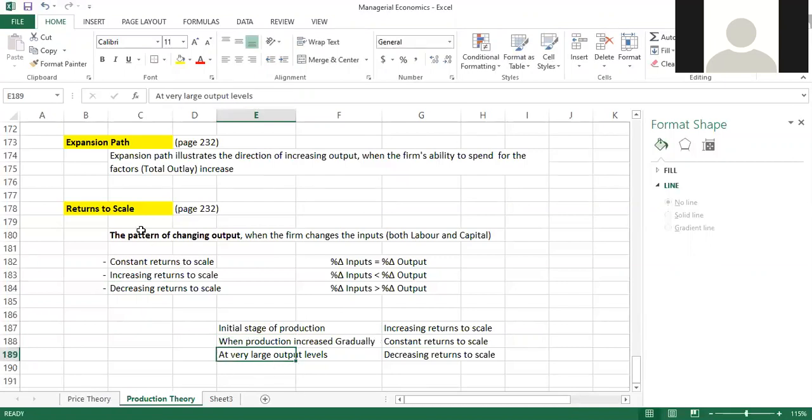Right. So that is called returns to scale. Return to scale, you can also see on page number 232, where one graphical illustration is given for these three types of return to scale: constant, increasing, and decreasing. Three curves are given on page 232, right? But here the important thing is the meaning of this, so we can understand the meaning clearly.